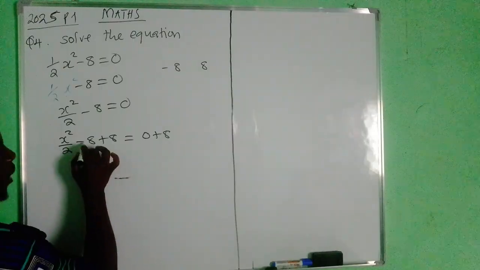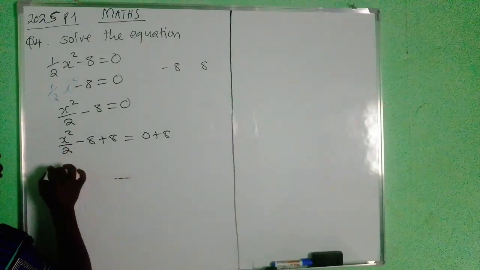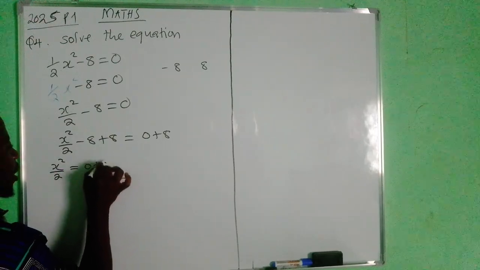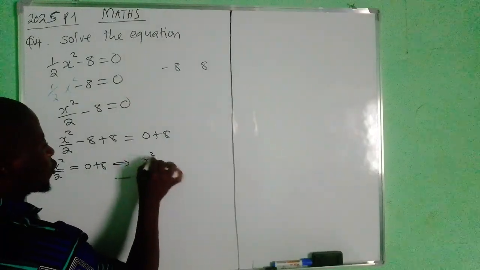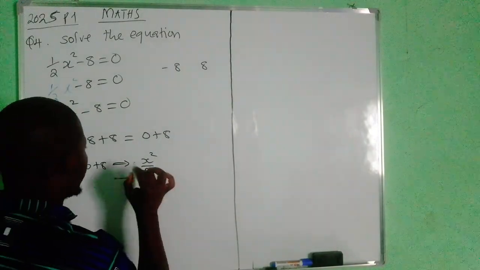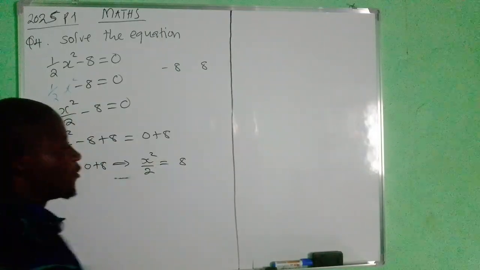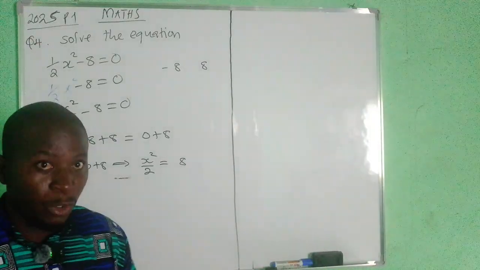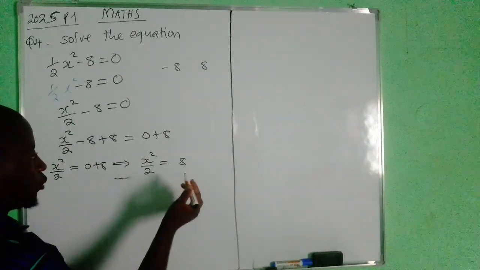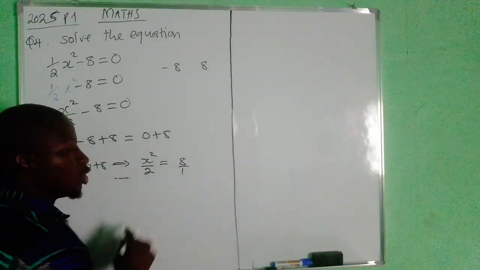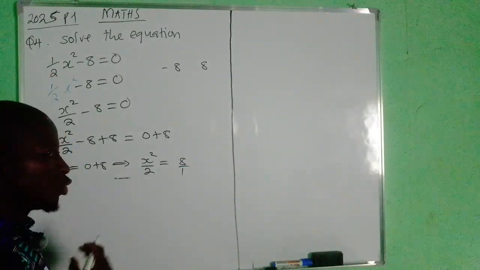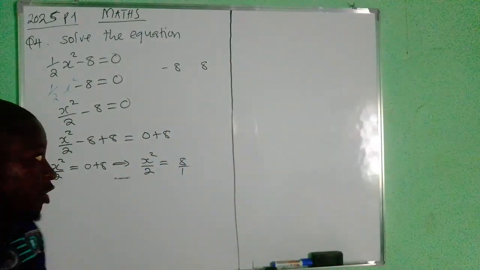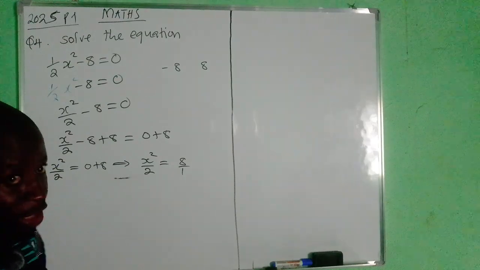From there, negative 8 plus 8 will give us 0, so we'll remain with x squared over 2 is equivalent to 0 plus 8, which will lead us to x squared over 2 equals 8. From there, we have a fraction and a number with an equal sign. So we divide by 1 to balance the fraction. We know 1 can never be a denominator; it is only used to balance the fraction so that both sides will have fractions.